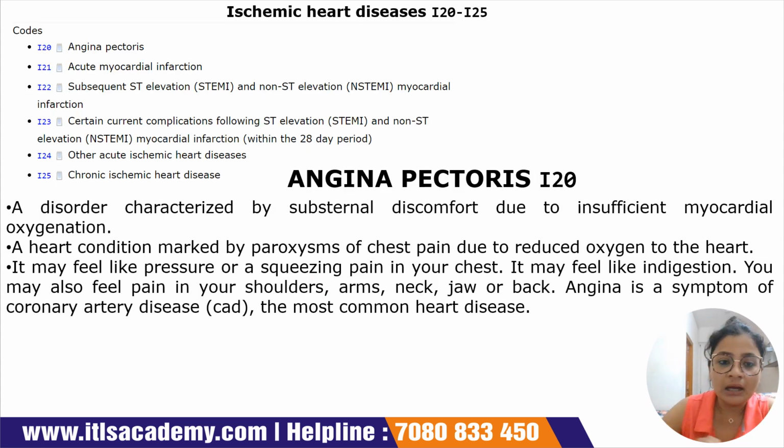Okay. Moving on to the next important codes that we need to know about, running from I20 to I25. So they refer to the ischemic heart diseases. Okay. So let's see what are the different subcodes that we have over here. So I20 will stand for angina pectoris, which is very important and very common also. I21 will stand for acute myocardial infarction, that is AMI, something I've already talked about before.